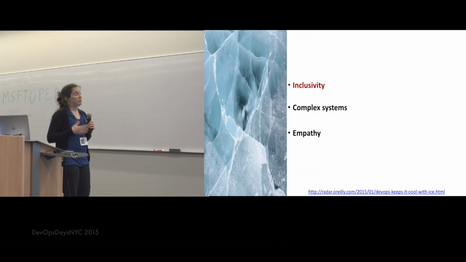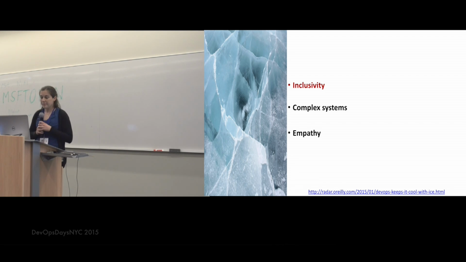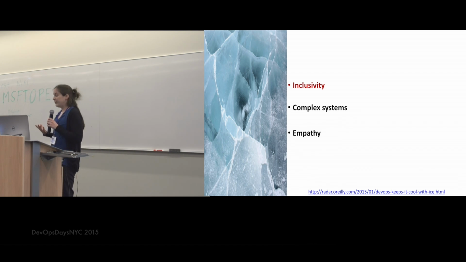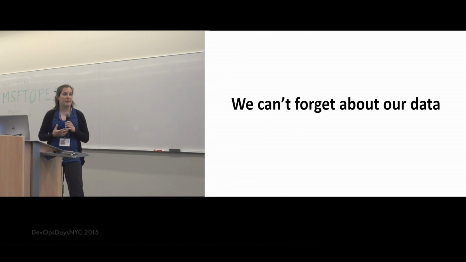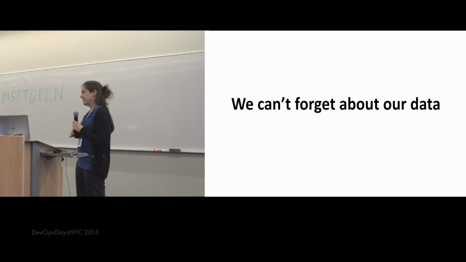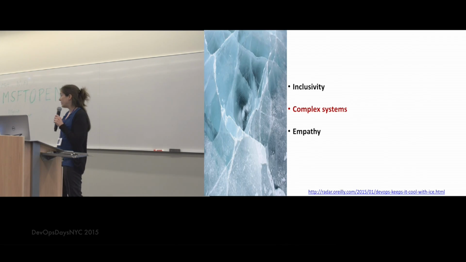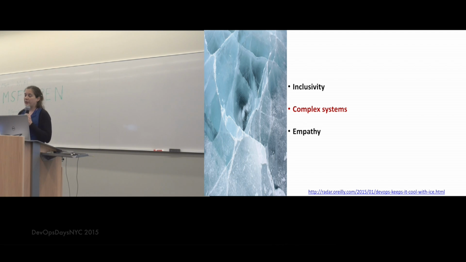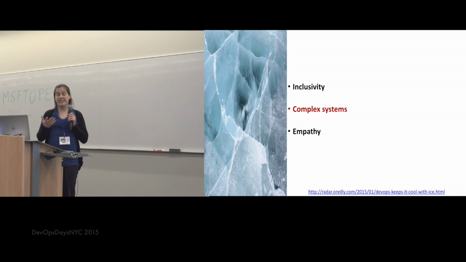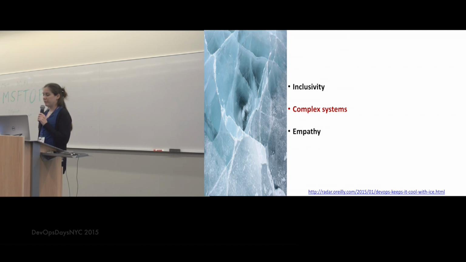So how does data and DBAs fit into our theme here of inclusivity, complex systems, and empathy? We really need to include the database and the DBA as part of our DevOps discussion. The DBA has a special role within operations, but we can't forget about the data. What good is it if we have a completely streamlined process and continuous delivery for our application, and then we have a manual deployment for our database? That's going to be the bottleneck. So we need to include that as part of our complex system. And as Dave said in his blog, we can't manage these manually, and we need tools in place.